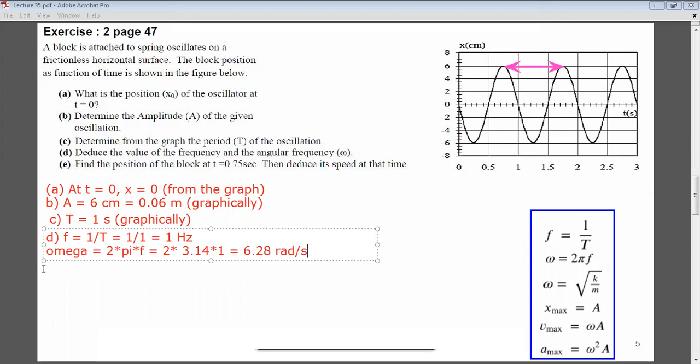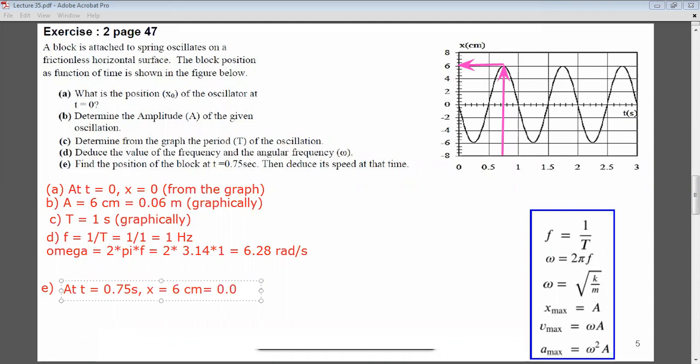Part E, find the position of the block at t equals 0.75. So I come to my graph and I look at what's happening at 0.75. So 0.75 is here in the middle. So this is t equals 0.75, and this is x. So how much is x at 0.75? At t equals 0.75 second, x equals 6 centimeters, which is 0.06 meter.